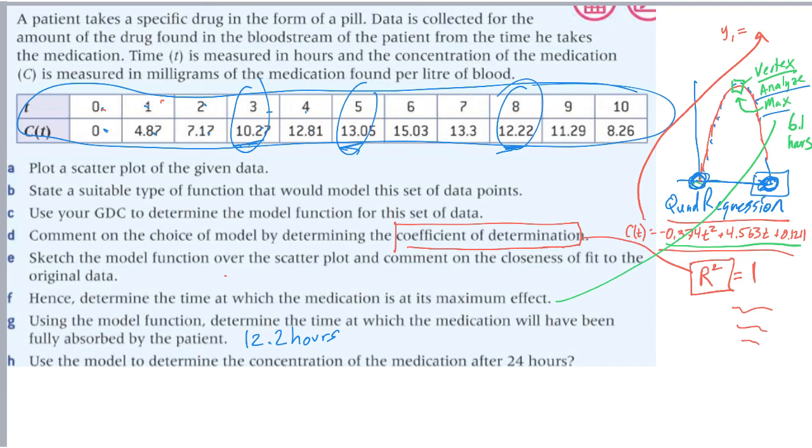Okay? And then the last question is, use the model to determine the concentration of the medication after 24 hours. Well, if after 12.2 hours it's all absorbed, that means after 24 hours the answer should be 0. And that's it. That finishes off the question for you.